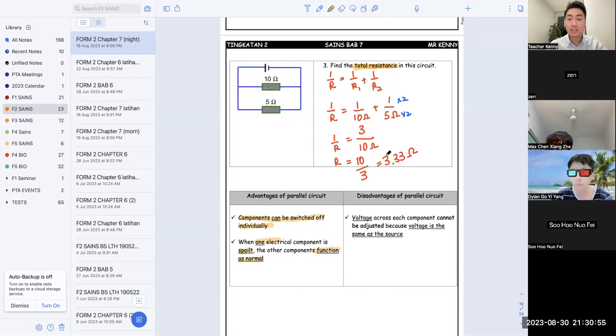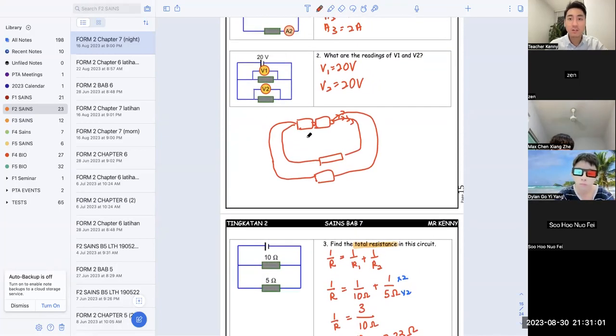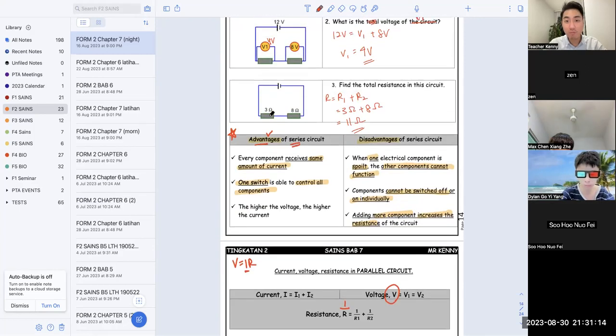Next thing, disadvantage is when I give out voltage. Okay, I give out 20 volt over here. Then this one will use 20. This one will use 20. If I give out 9, this one will give out 9, 9. It is different from this one.